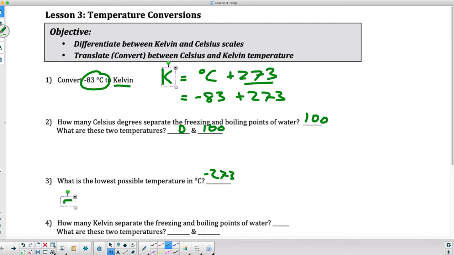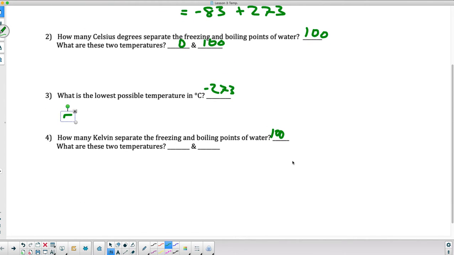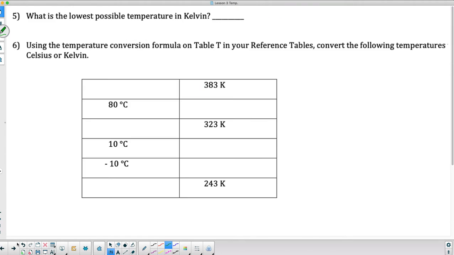How many Kelvin separate freezing point? Again, what he's trying to get at is that Kelvin and Celsius are equal in magnitude. So 1 degree Celsius equals 1 Kelvin, but they start at different places. If I increase the temperature 5 degrees Celsius, I've also increased it 5 Kelvin. That's what he's trying to get you to understand. How many Kelvin separate freezing and boiling, and what are these two temperatures? That would be 273 and 373.